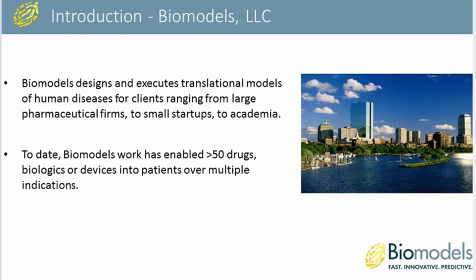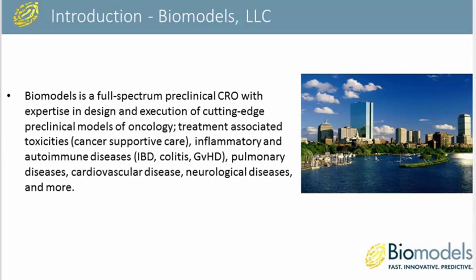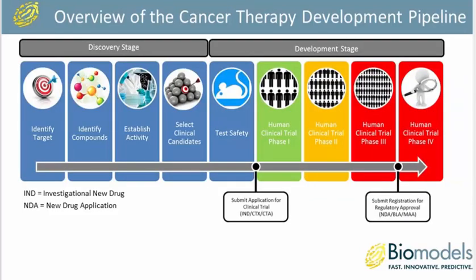We design and execute translational models of human diseases and have enabled more than 50 drugs, biologics, or devices into patients over multiple indications to date. We have expertise in design and execution of cutting-edge preclinical models for oncology and cancer treatment-associated toxicities, referred to as cancer supportive care, inflammatory and autoimmune diseases such as IBD, colitis, GVHD, pulmonary diseases, cardiovascular disease, neurological diseases, and many, many others. Okay, so that was the quick introduction to Biomodels.